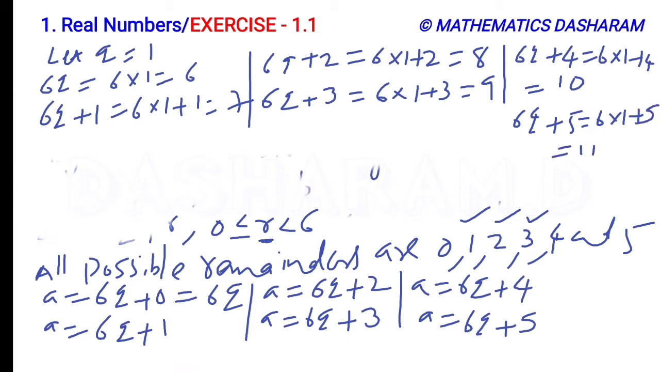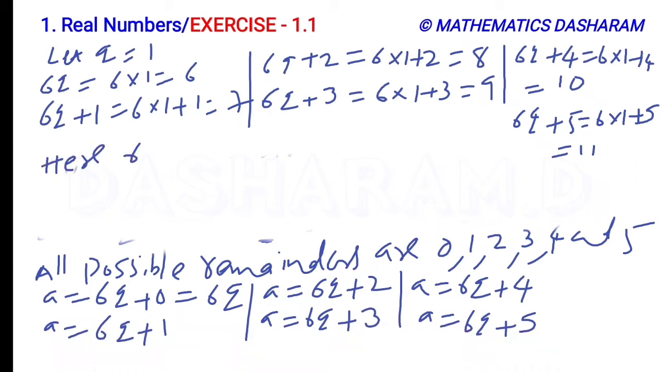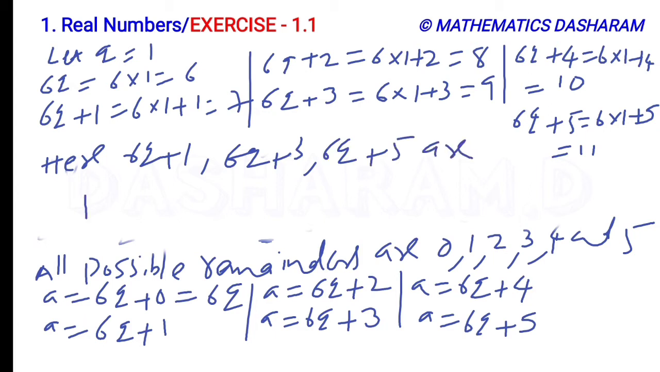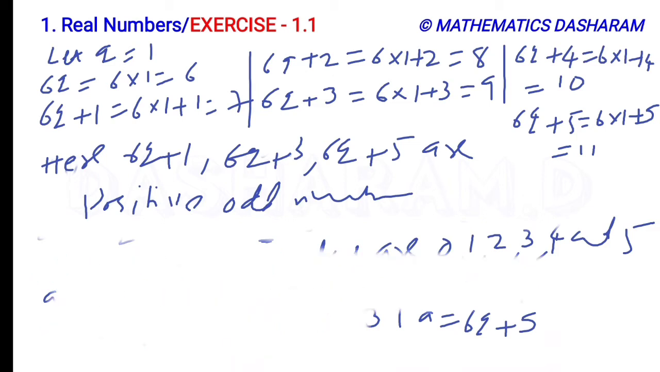So out of all these answers, once you observe them, 6 is an even number, 8 even, 10 even, 7 odd, 9 odd, 11 odd. So that means here 6q plus 1, 6q plus 3 and 6q plus 5 are positive odd numbers. Okay, you can verify by taking another q value also, but one number is enough. So this is our required answer.